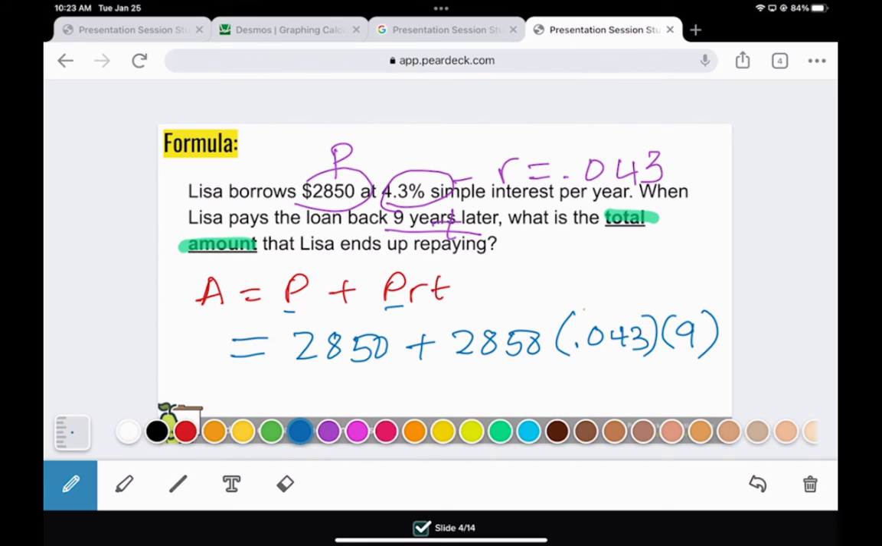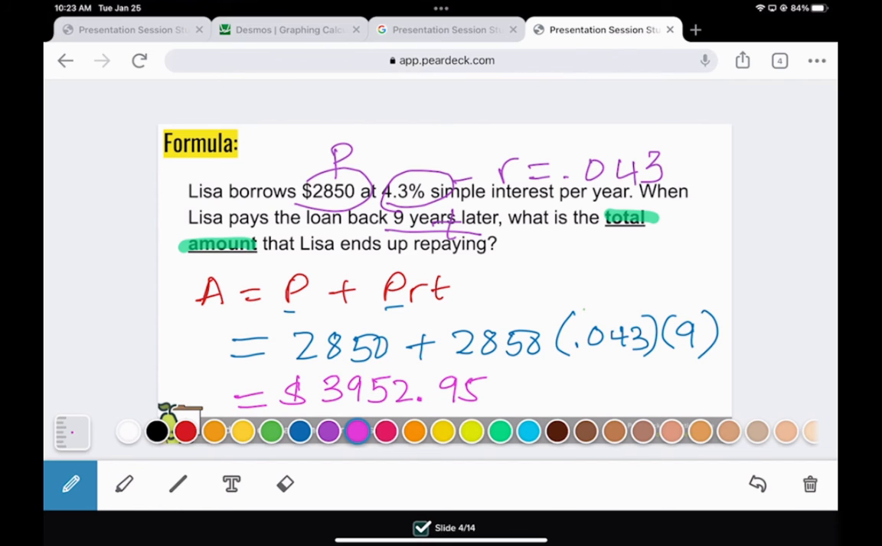Let me type it in to see what I get. All right, so I have 3,952.95. That's my answer. Is that what you have? Or you need to let me know if you got something else.